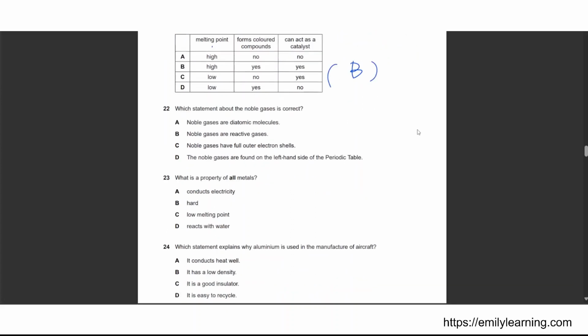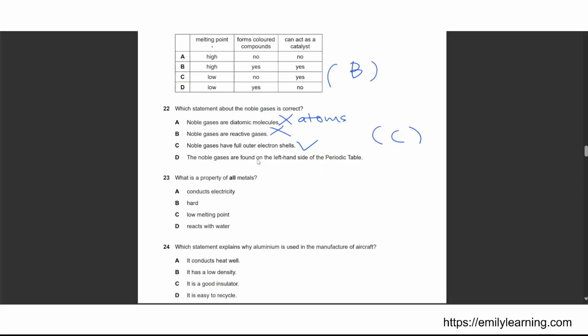Next, which statement about noble gas is correct? So noble gases do not exist as diatomic molecules, they exist as atoms by themselves because they already have a stable electronic configuration, so they do not want to form bonds with any other atoms. Noble gases are not reactive because they are already very stable. So very stable means they don't want to react because they want to keep their stable electronic configuration. Noble gases have a full outer electron shell. This is true, and this is why they are so stable and unreactive.